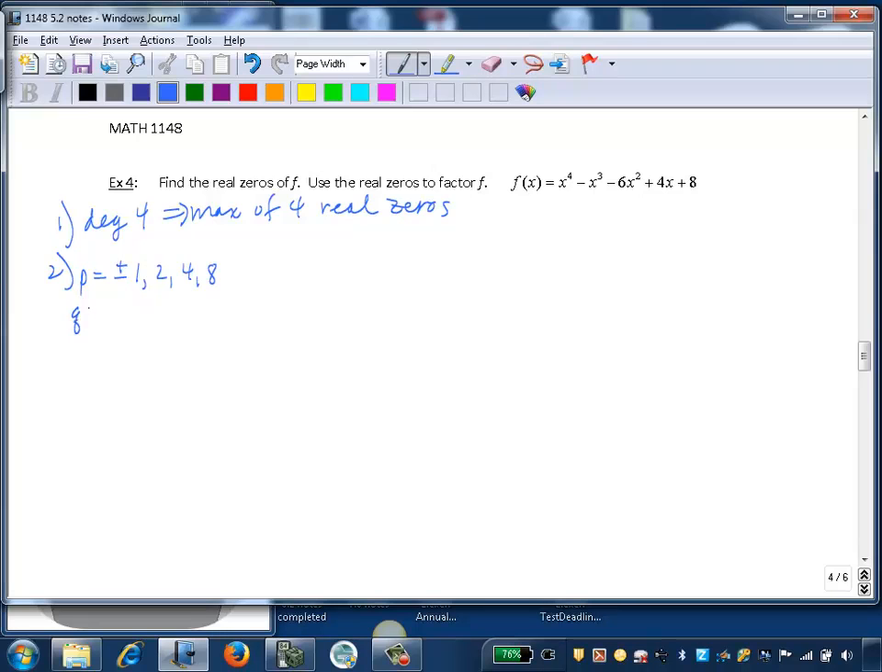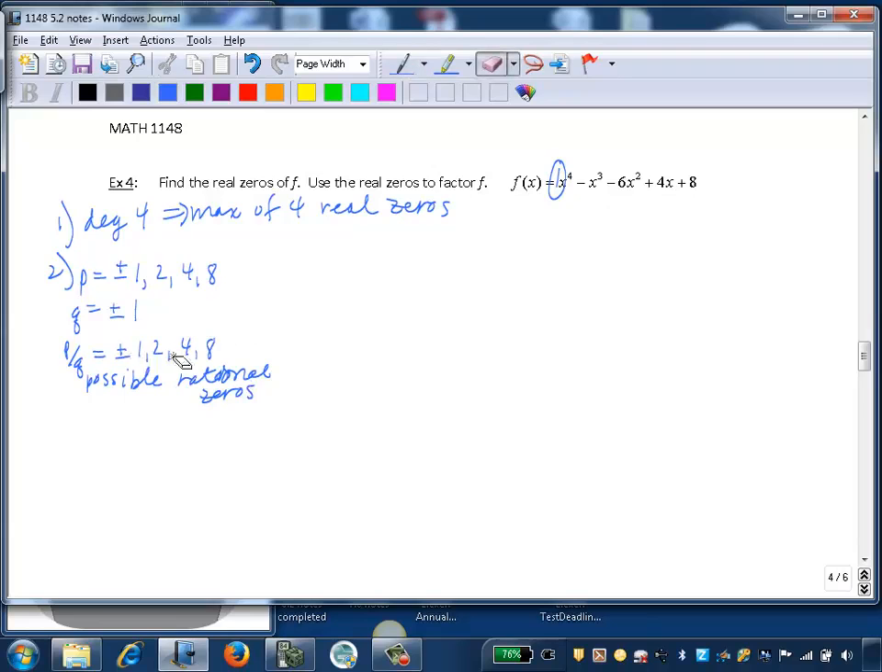And then we want to list Q values. So remember, Q is factors of the leading coefficient. Well, we don't have any coefficient in the front there, so we know that that's a 1. So we just need to list factors of 1, which is obviously just plus and minus 1. So then your possible rational zeros are all the possible P over Q combinations. Well, if Q is just 1, it's just 1 over 1, 2 over 1, 4 over 1, 8 over 1. So that's just plus or minus 1, 2, 4, or 8. So these are our possible rational zeros.